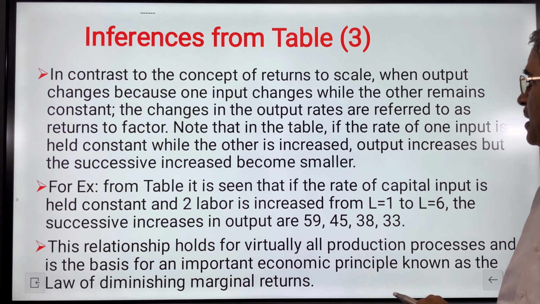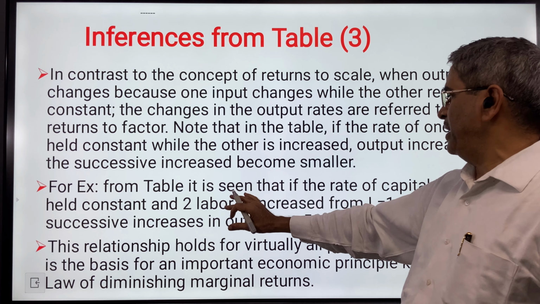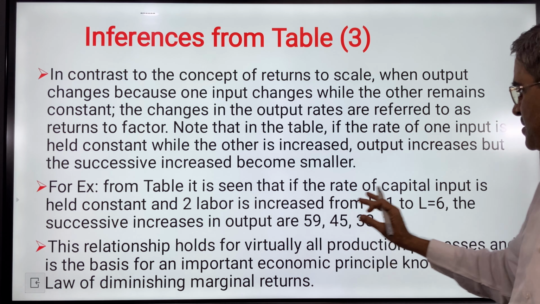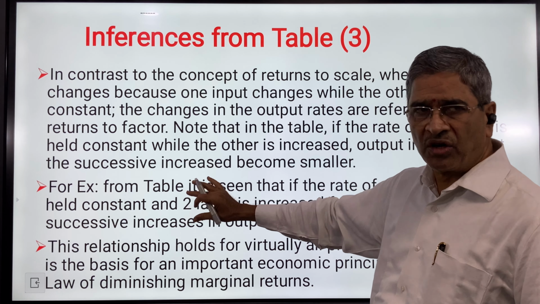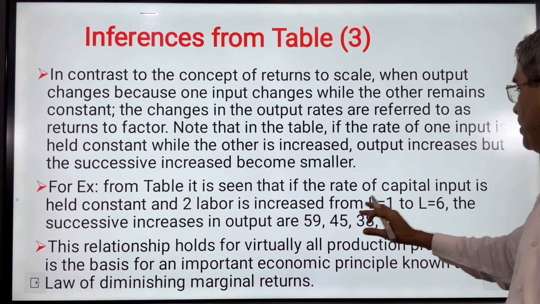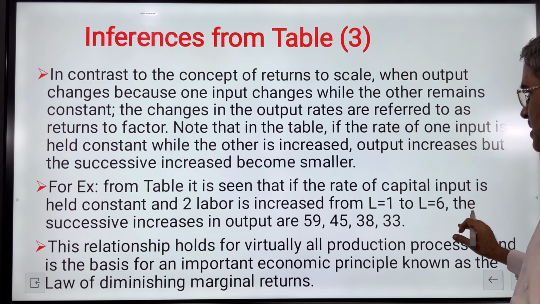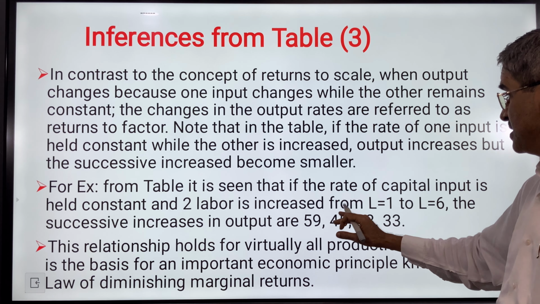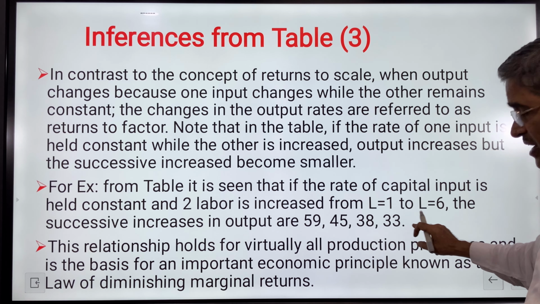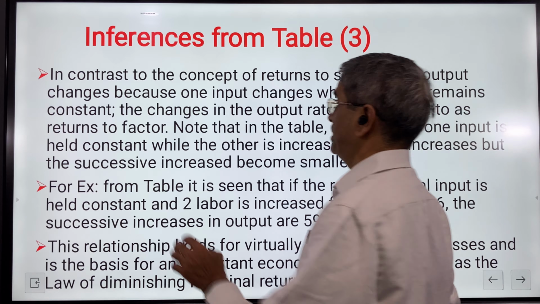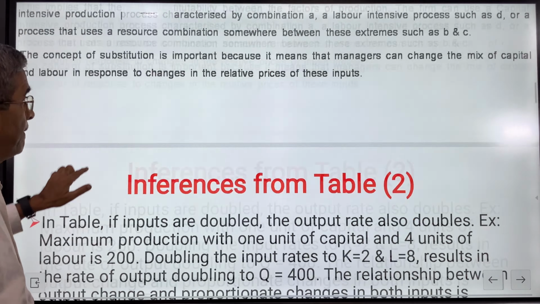For example, in the table, if you keep capital constant at 2 and change the labor from L1 to L6, your successive increases will be 59, 45, 38, 33. From 59 it has fallen to 33. I will show you on the table, you will understand better.